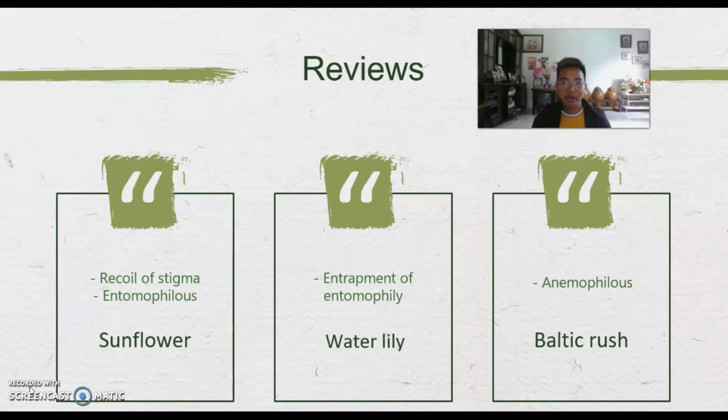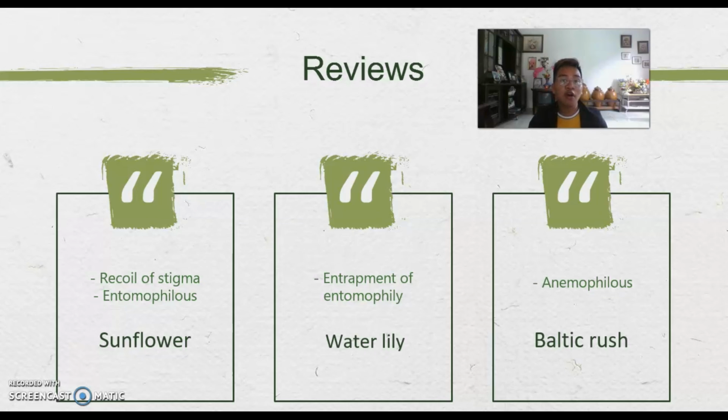Before I end my presentation for today, I will recap several important things in my discussion today. So the sunflower undergoes self-pollination and cross-pollination. The self-pollination is by recoiling of the stigma when cross-pollination has failed, while the cross-pollination is facilitated by insect pollinators.